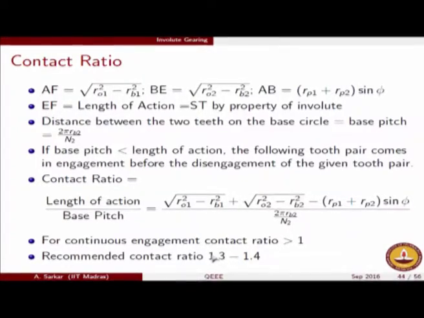Usually the recommended value of contact ratio is 1.3 to 1.4. There are high contact ratio gears also available, but those are beyond the scope of the present course. The present course is about usual gears in application, so for all those usual gears, the recommended values will be between 1.3 and 1.4. This is the formula for contact ratio. You should check this formula when you are designing gears, using gears, or buying gears, so that the contact ratio is greater than 1.